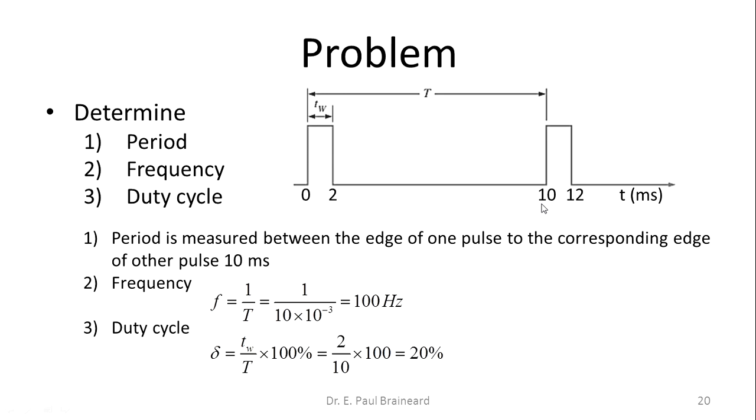Now what is the frequency of this particular waveform? Frequency is 1 by T. It is 1 by 10 into 10 to the power of minus 3, since T is 10 milliseconds. It is equal to 100 hertz. The frequency of this particular waveform is 100 hertz. Now what is the duty cycle? Duty cycle is on period by total period. So it is 2 by 10 into 100, which is equal to 20%. Alright, so these are the definitions of period, frequency and duty cycle. Hope you understood this.